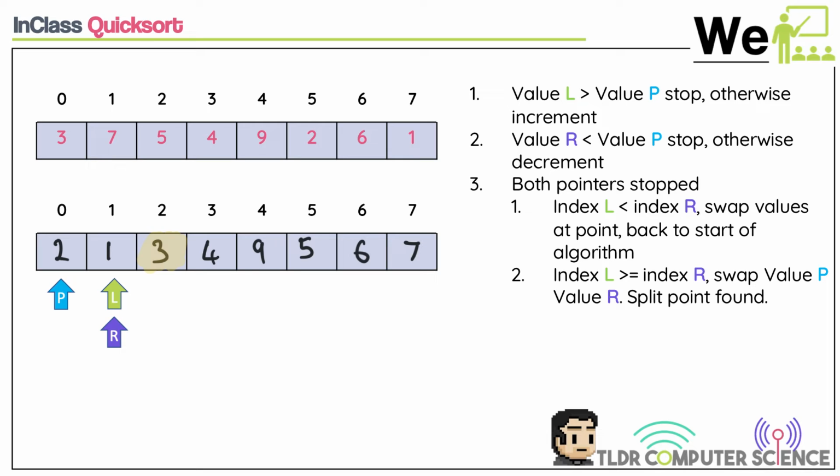And because we've stopped, then we need to go and read through our questions. Is index L, so is 1 less than index R? Is 1 less than 1? Nope. Is 1 greater than or equal to 1? It is. So swap the value held at R with the pivot point's. So swap 1 with 2.